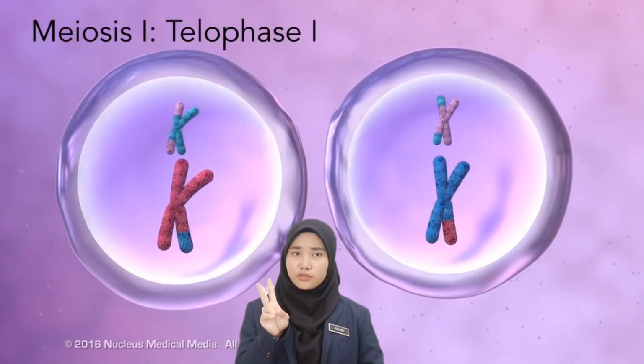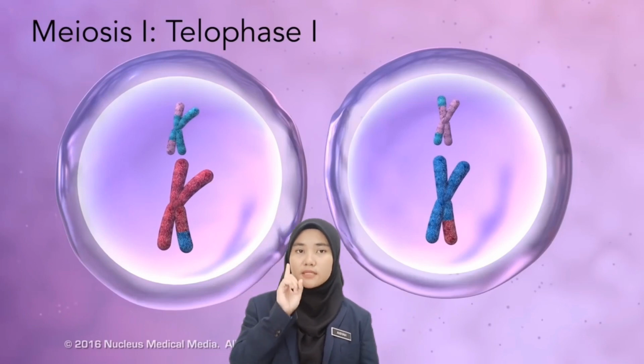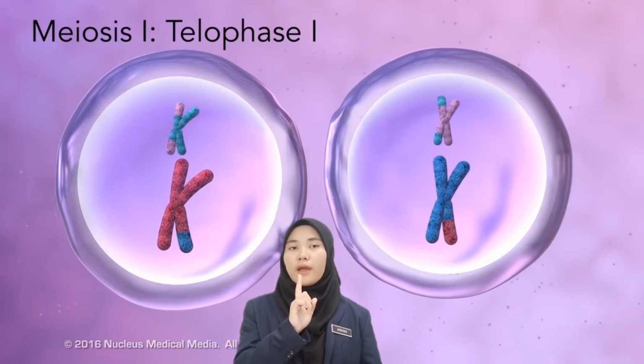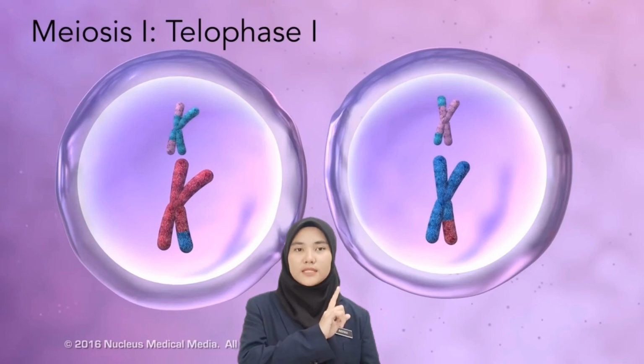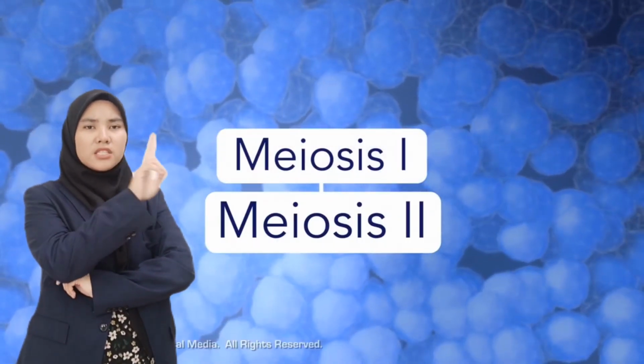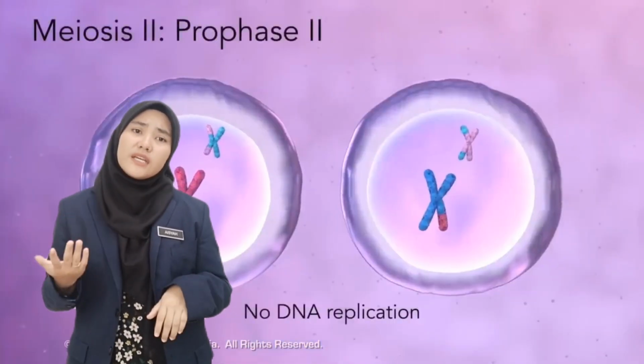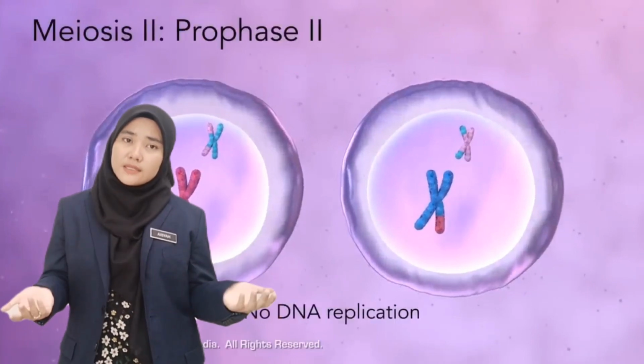Meiosis 1 ends with two genetically different haploid daughter cells. Each haploid cell contains only one set of chromosomes consisting of paired sister chromatids. Both cells now go to the next stage, meiosis 2. However, unlike meiosis 1, DNA does not replicate before meiosis 2 begins.